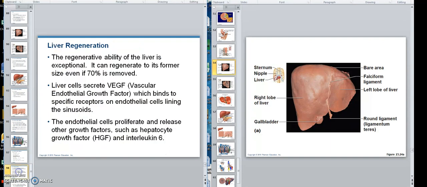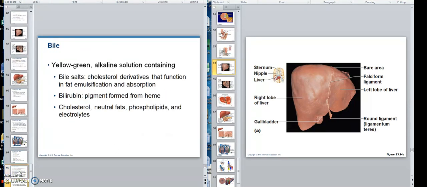Another thing about the liver. The liver has a tremendous ability to regenerate. That's why it's so important to tell somebody who's been drinking so much to stop drinking, because the liver could come back and do good. Then it produces endothelial factors and so forth. We can talk about it. It produces bile. We'll talk about that later.